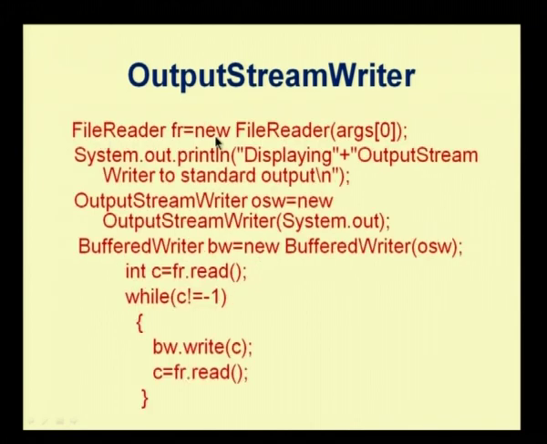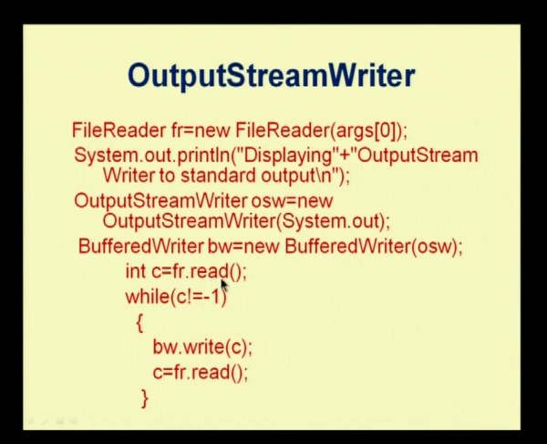Here I have a FileReader, and the argument 0 should be a file name. I am displaying the output through the OutputStreamWriter to the standard output device, which means I am going to write something to my standard output. For the OutputStreamWriter, I am giving System.out as the argument. Now the BufferedWriter takes my OutputStreamWriter as its parameter.